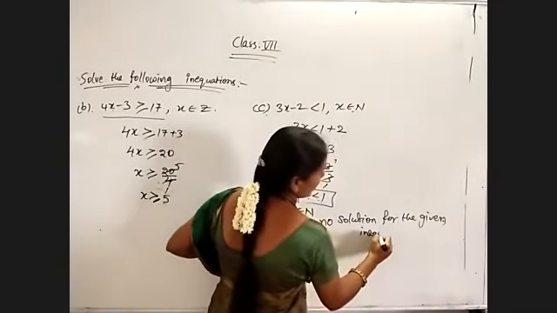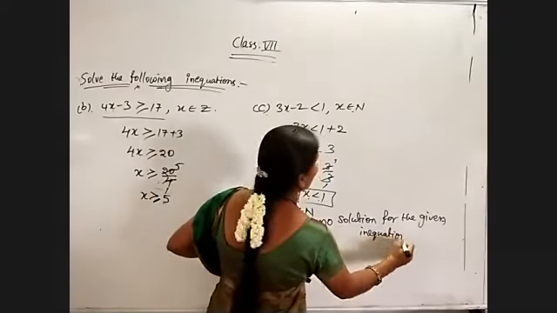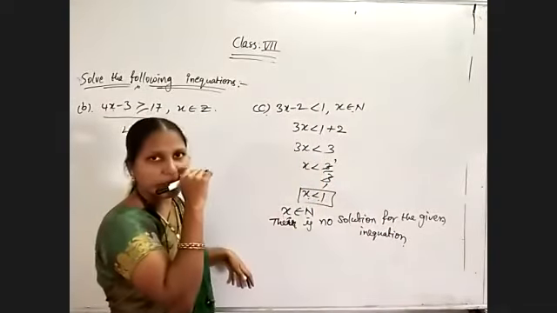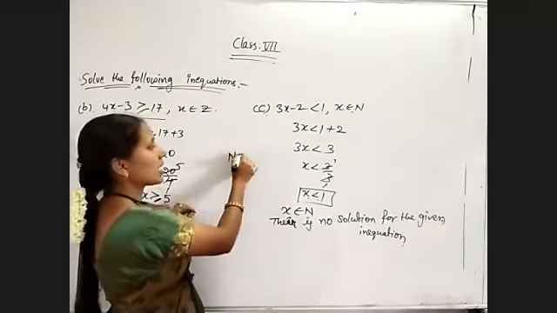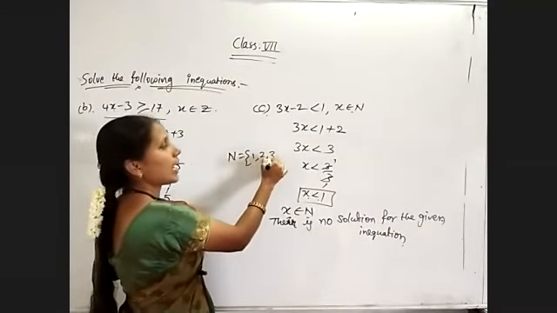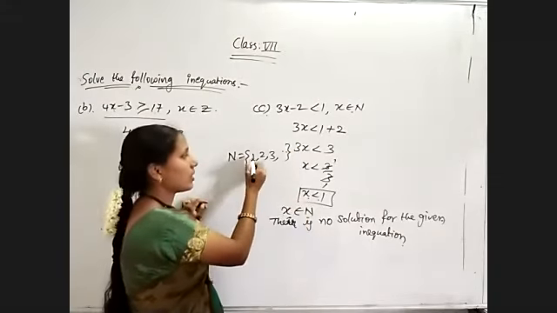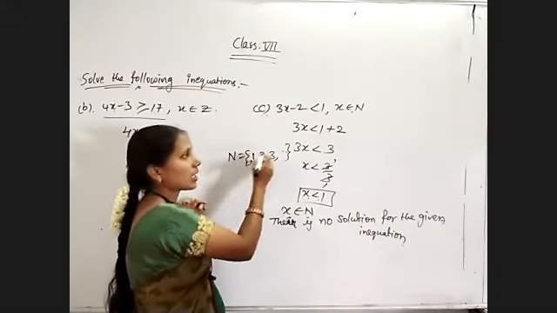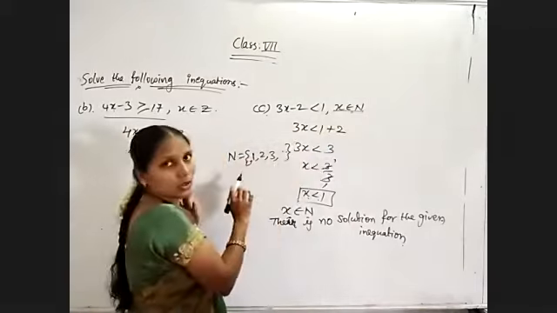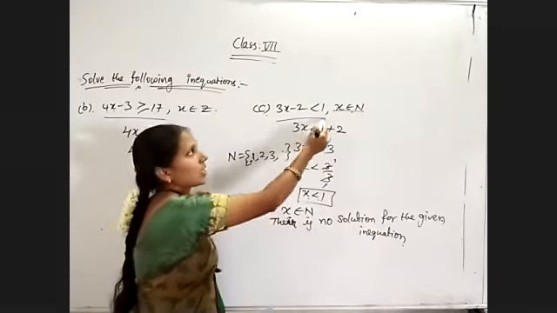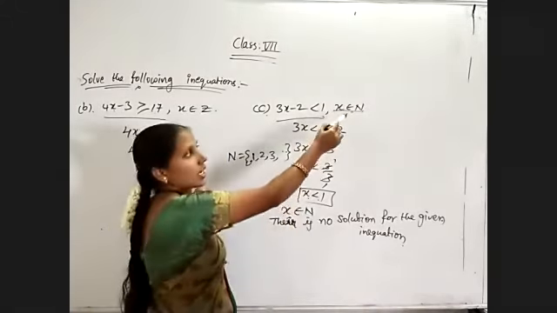Why? Because x belongs to N is given. N means natural numbers, starting with 1, 2, 3 and so on. And here we got the solution x is lesser than 1. Are any values lesser than 1 there in the set of natural numbers? No. That means for this inequation there is no solution in the set of natural numbers.